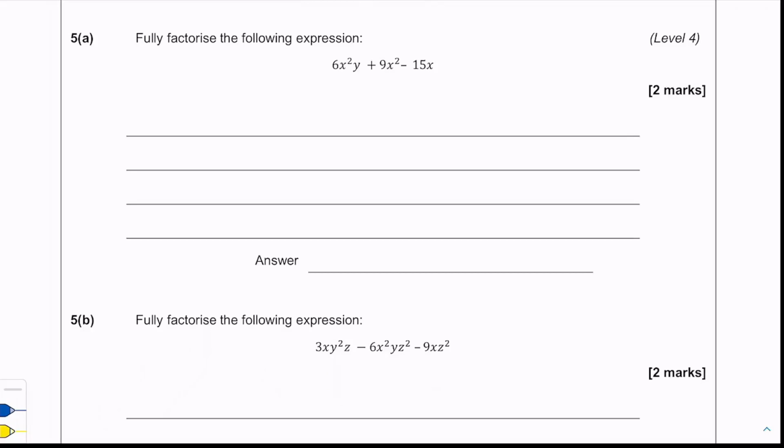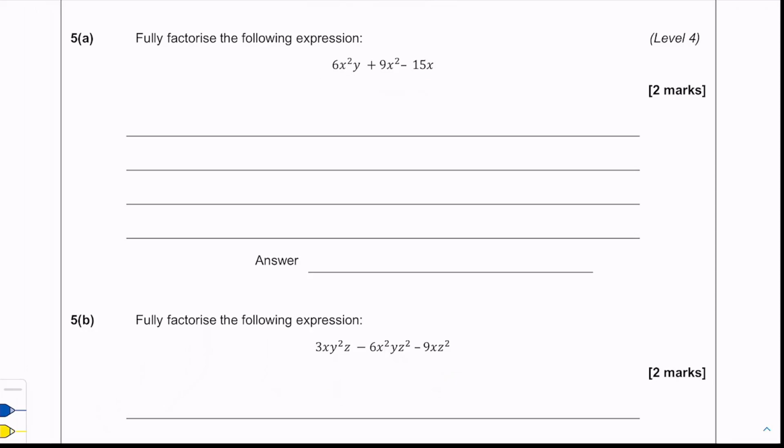Okay, so these two questions are a bit harder than the previous ones because we've got 3 terms in both and we've got more than one algebraic letter. In this case, we've got 3 in this question down here. Let's start with 5a. So we need to factorise this expression.